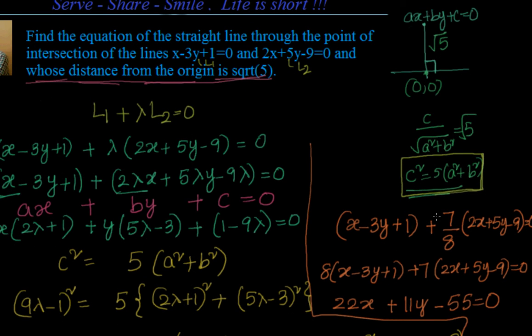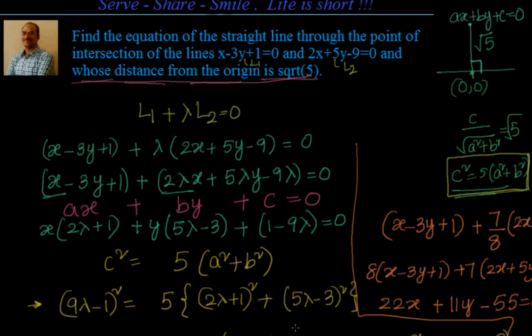Just before wrapping it up, let me summarize what we have done here. Okay, we have been asked to find the equation of the straight line through the point of intersection of two lines and whose distance from the origin is square root of 5. So we know that whenever we see that whose distance from the origin is square root of 5 tells me that there is a line and a point involved. Whenever there is a line and point, we are talking about perpendicular distance.